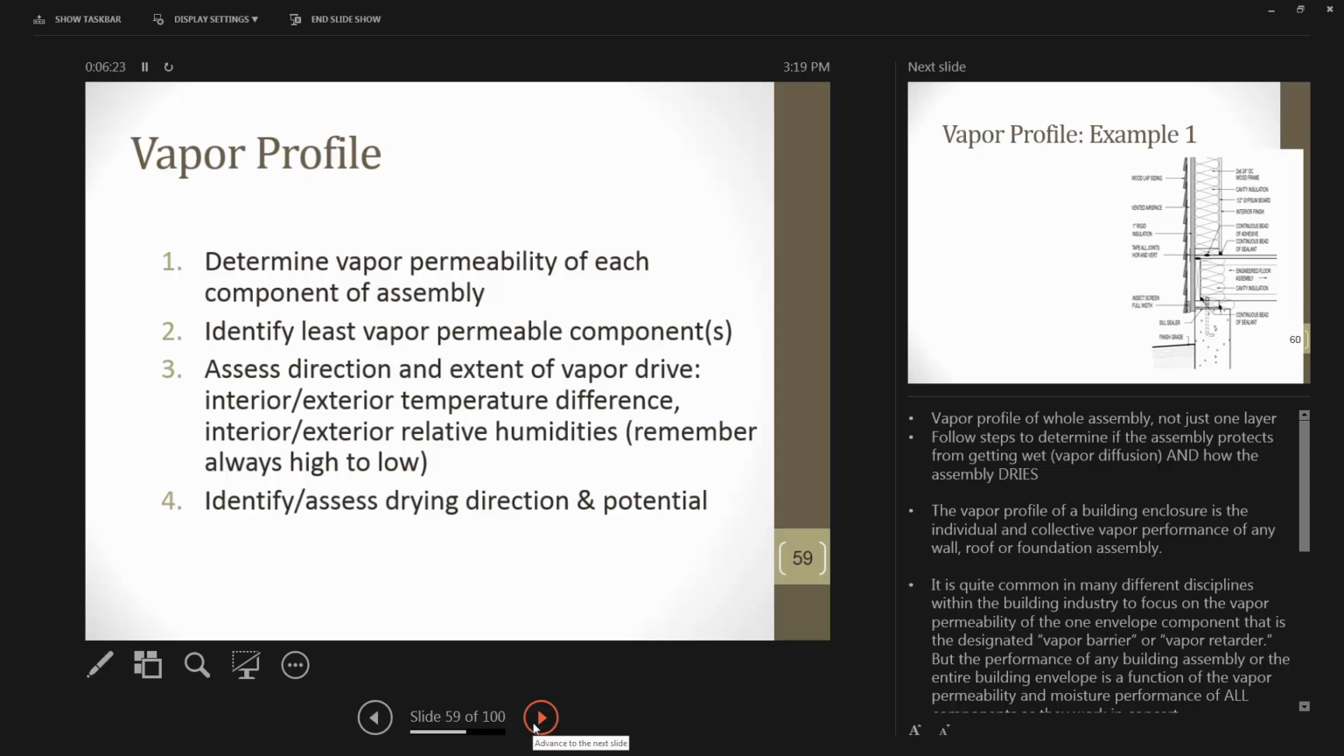So our climate zone is pretty absolute. We know that most of the time the vapor drive is going to be from inside out. You get to the other extreme when you're looking at some of the hot, humid southern climates, where the vapor drive is going to be primarily from the outside in. Most of the country isn't that absolute, and so evaluating building assemblies and thermal envelopes is not quite that easy. That's just a rule of thumb. So again, identifying and assessing the drying direction and the drying potential. So assuming that how much moisture is going to get into that wall, and if it gets in, how can it get out?